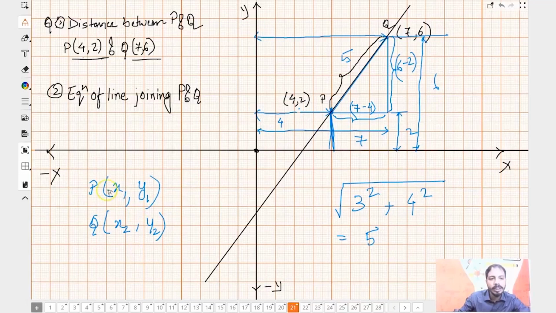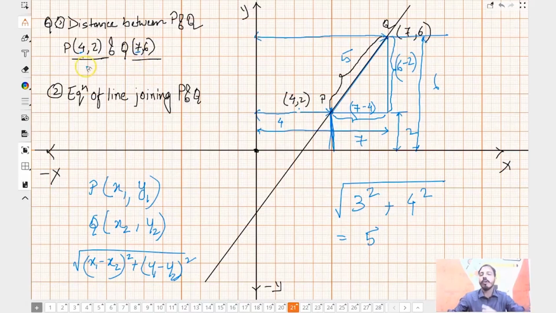Then what is the distance between P and Q? We can say square root of (x1 minus x2) whole square plus (y1 minus y2) whole square. This is what we have done here. So here x1 is 4 and x2 is 7. So 4 minus 7, that is minus 3, and minus 3 whole square, right?